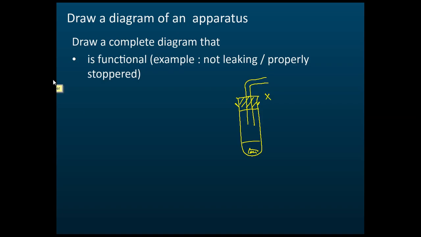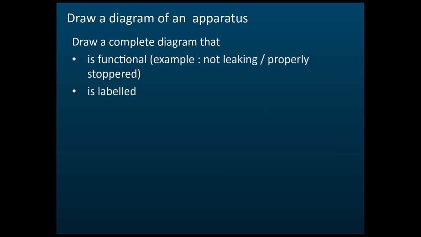And sometimes some students, when they draw, this is considered leakage, not acceptable. So make sure that there's no leakage and the glass tube is not blocked. So that's the first thing that you need to pay attention to.